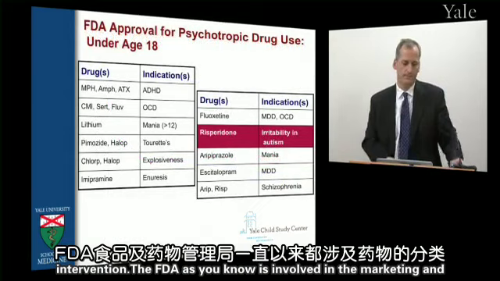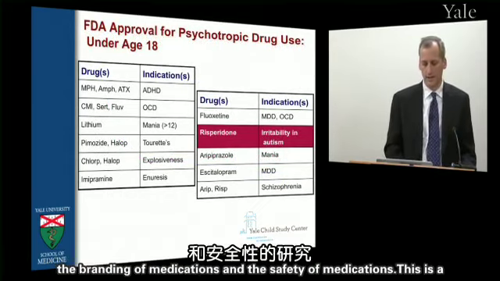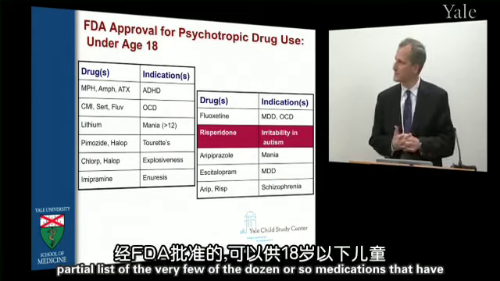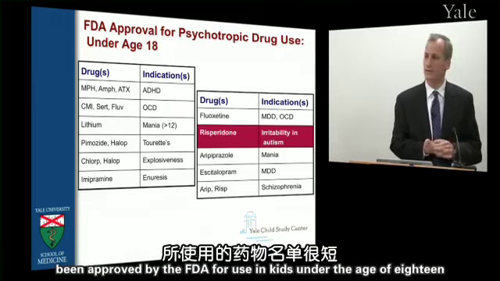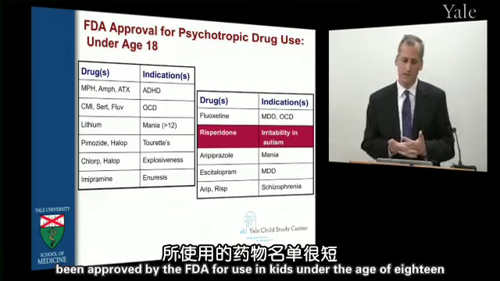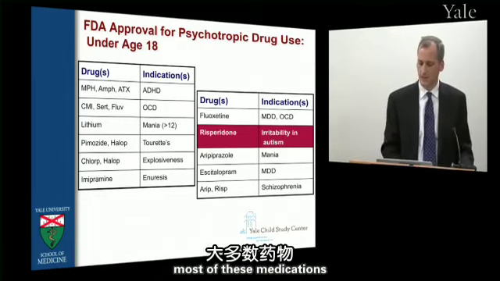The FDA, as you know, is involved in the marketing and the branding of medications and the safety of medications. And this is a partial list of the very few of the dozen or so medications that have been approved by the FDA for use in kids under the age of 18. This is a partial list, but you can see that most of these medications have been used.